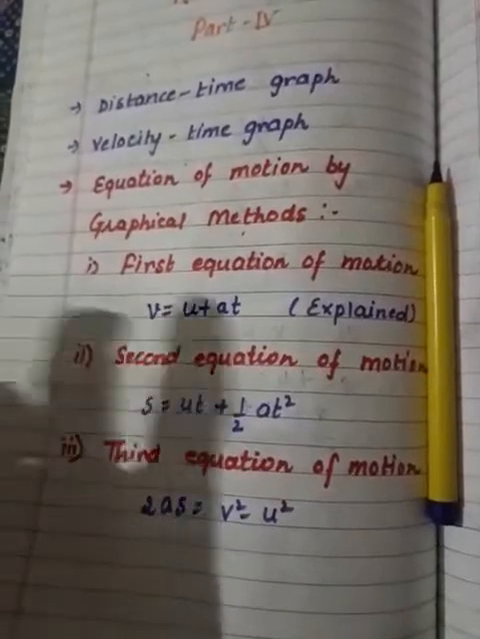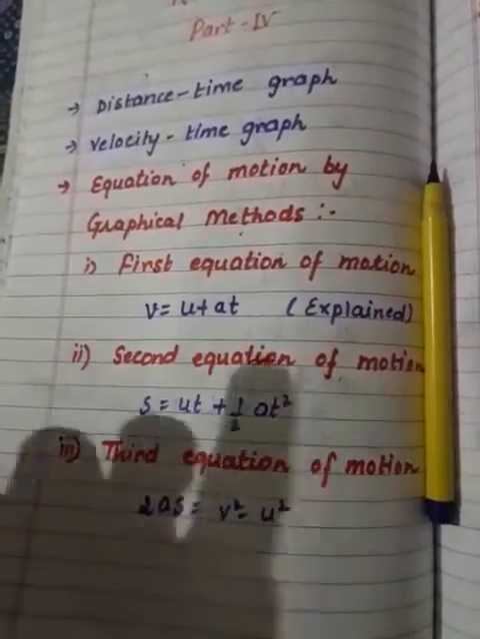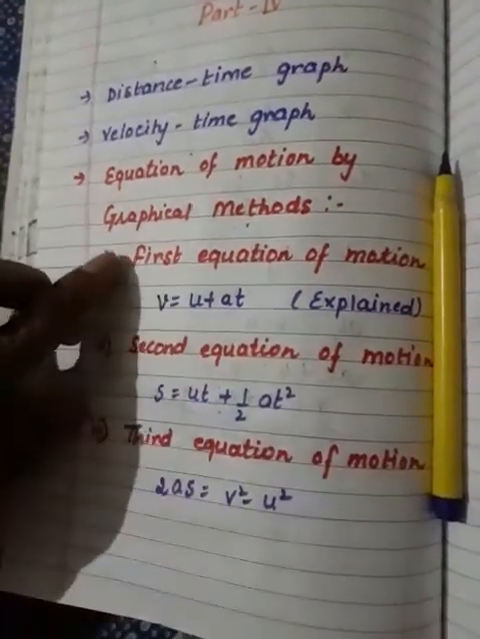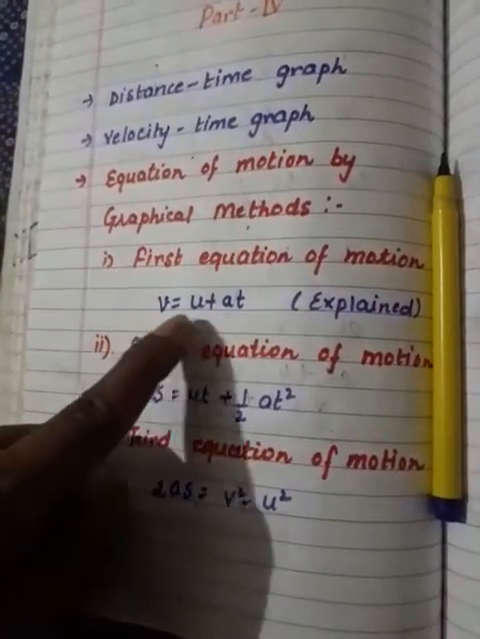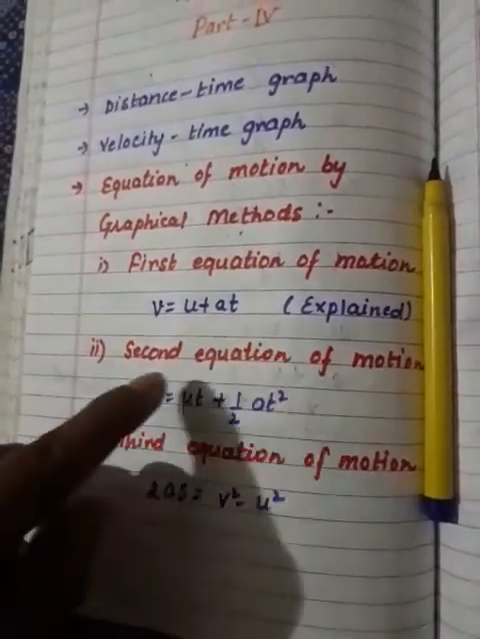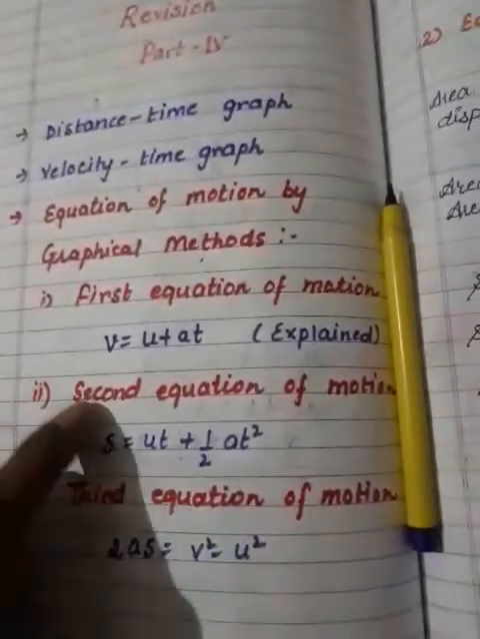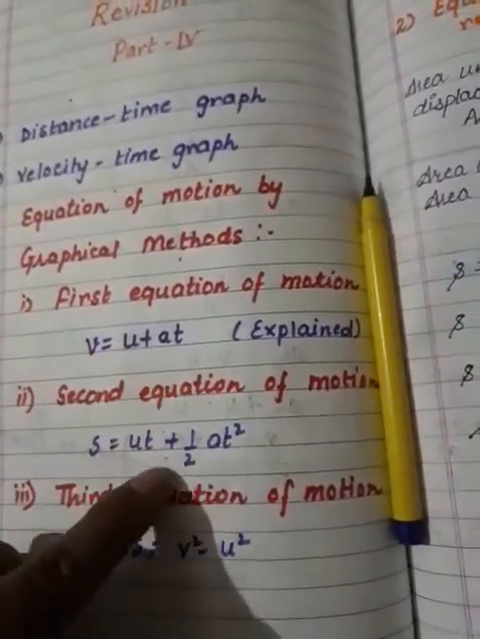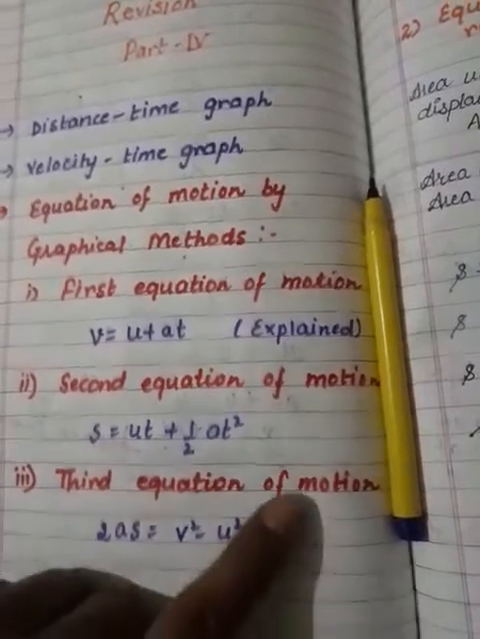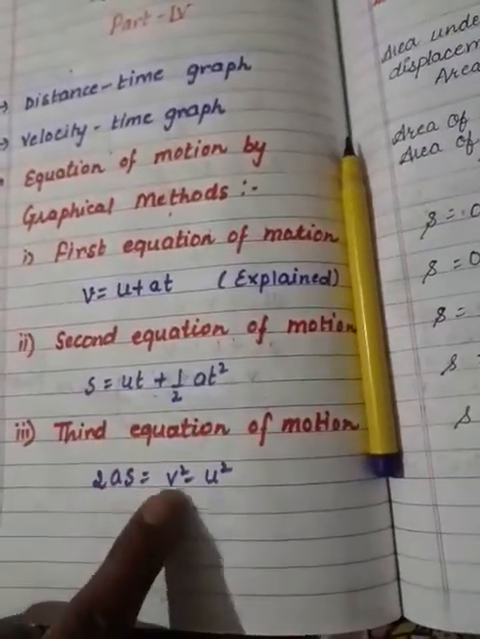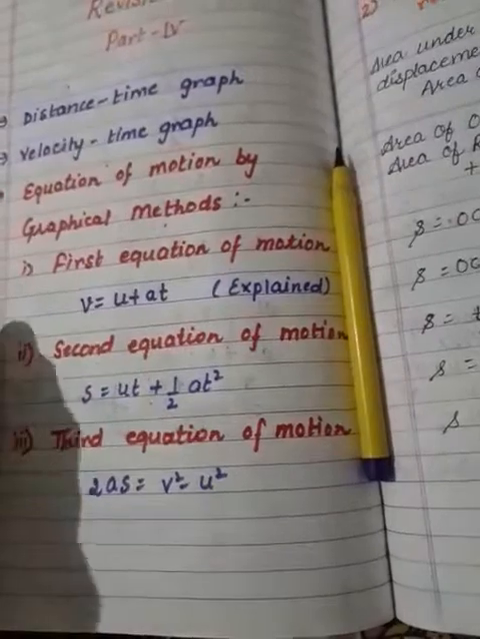But in part 4th I have told you which equations these are. So the first equation was v is equal to u plus at, the second equation is s is equal to ut plus half at square, and the third is 2as is equal to v square minus u square.